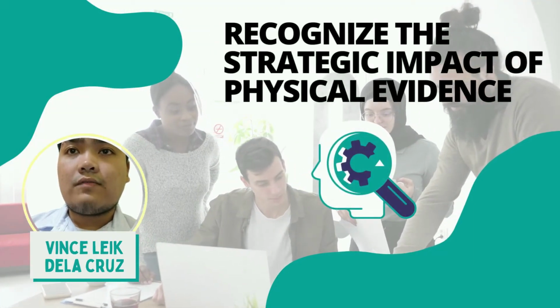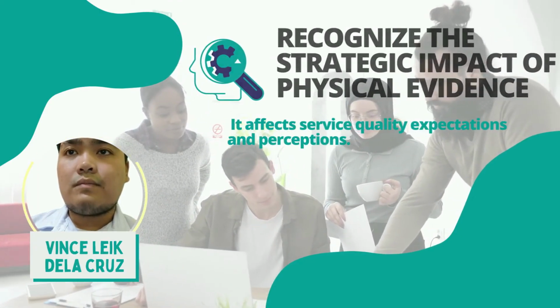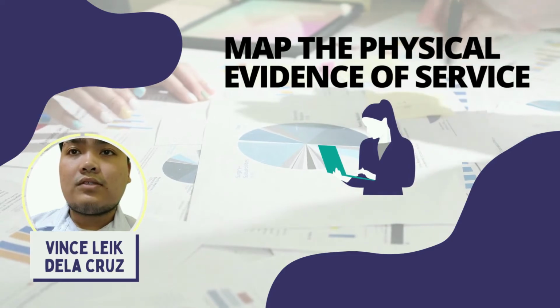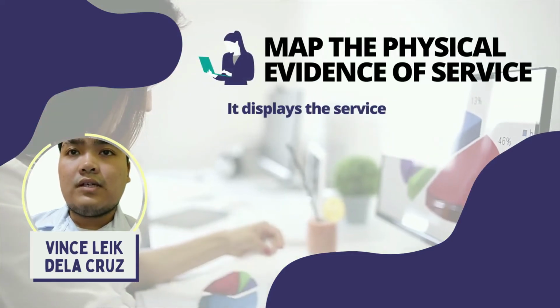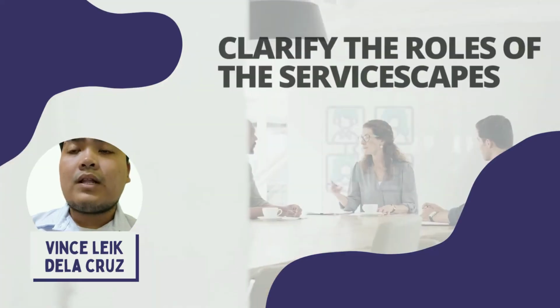Guidelines for physical evidence strategy. Recognize the strategic impact of physical evidence. It affects service quality, expectation, and perception. Map the physical evidence of service. It displays the service by simultaneously depicting the process of service delivery.